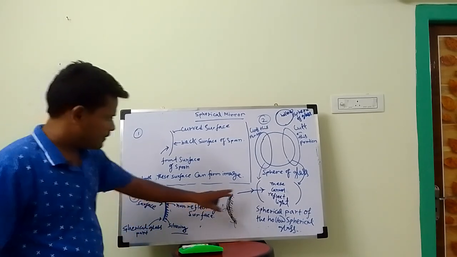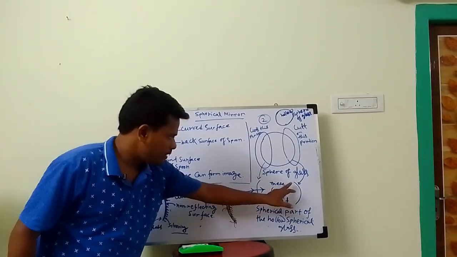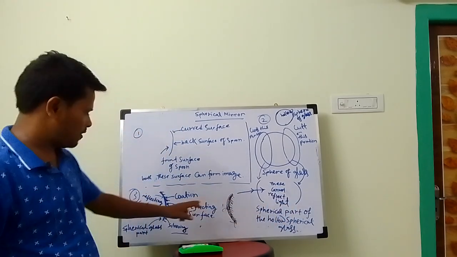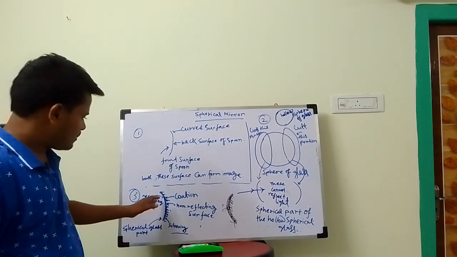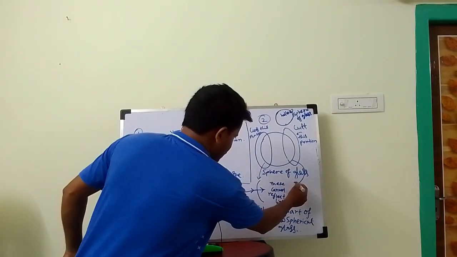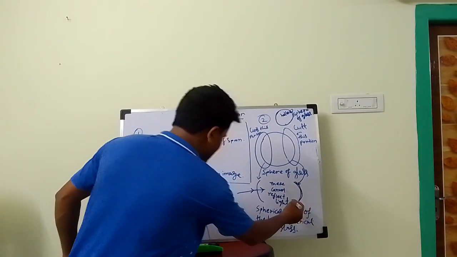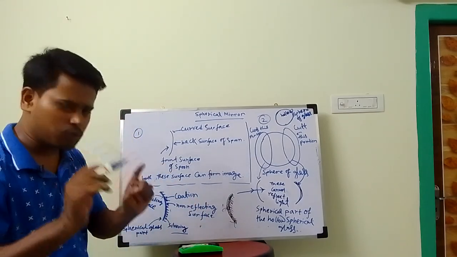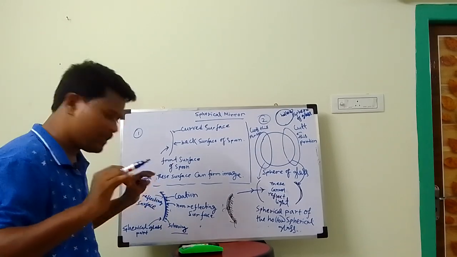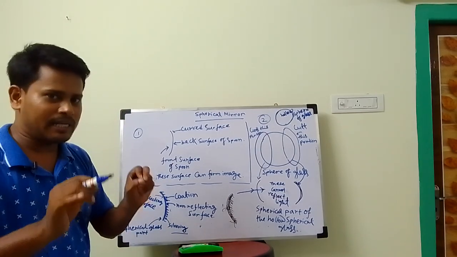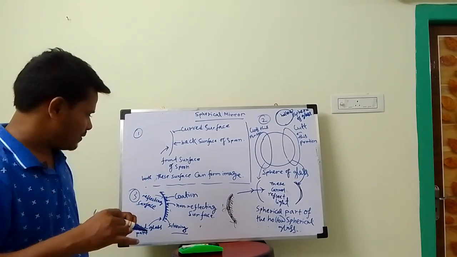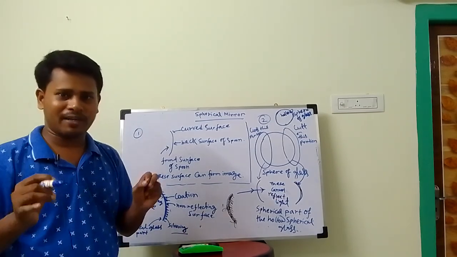Here we have taken this spherical part of hollow glass. Now, on the back side of this spherical part, we have deposited a thin layer of silver material. You know that glass material cannot act as a reflecting surface, but we know that silver material is a good reflector of light.